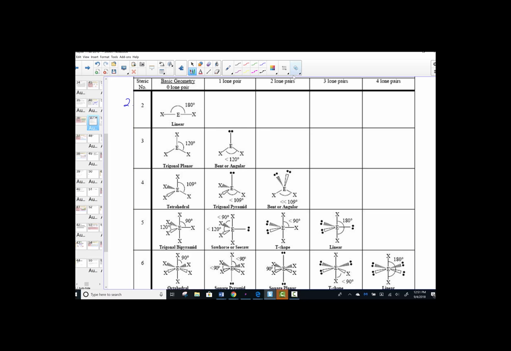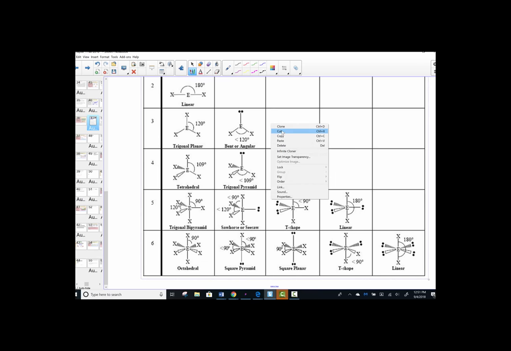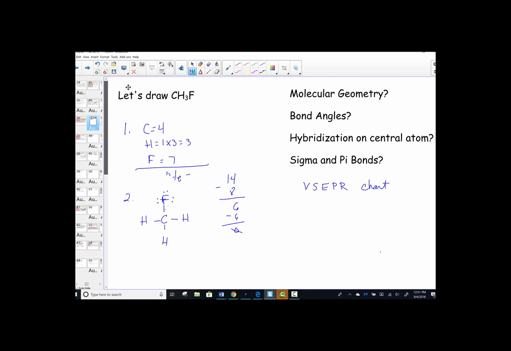When we talk about the VSEPR chart, this one that I pulled up is just a little bit different from the one that you printed, but it's what I'm referring to. Find that as we talk about molecular geometry. We can see that there are four electron domains. All four are bonded, zero are unbonded, giving us a tetrahedral molecular shape. Any tetrahedron would have a 109-degree bond angle.